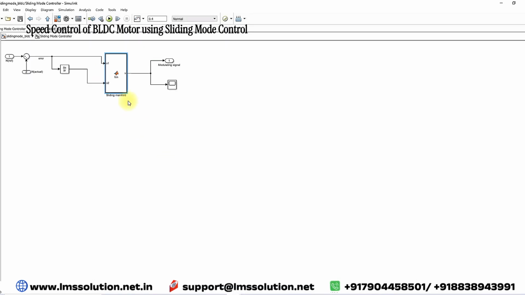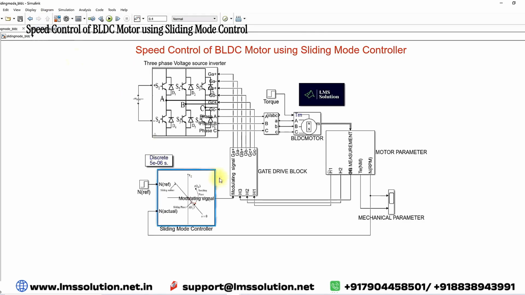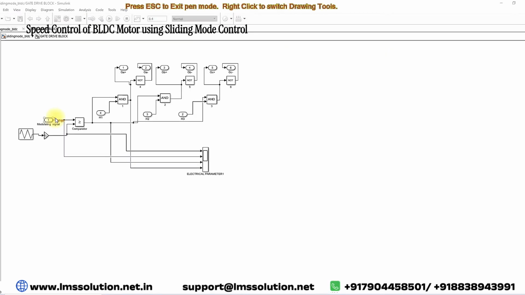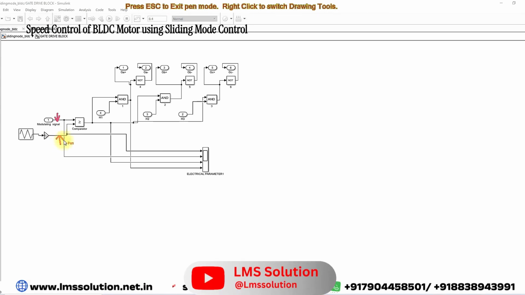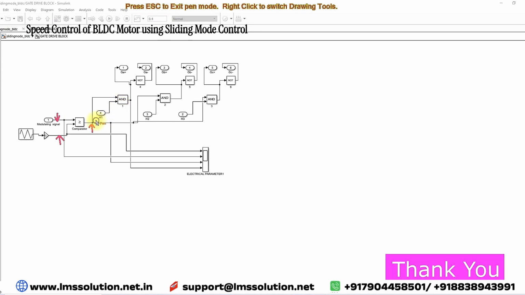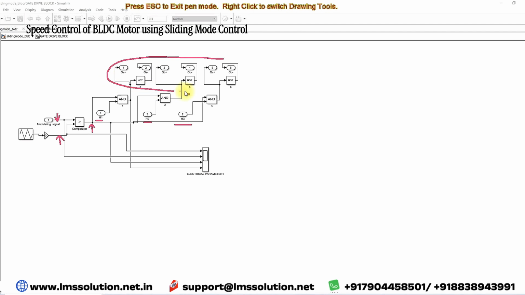This sliding mode controller generates the modulating signal, or else we can call it as duty cycle. That duty cycle is going to be processed via the switching logic circuit of BLDC motor. That modulating signal or duty cycle is going to be compared with the triangular wave. So it will generate the PWM pulse. That PWM pulse is going to be ANDed with the Hall sensor output from the BLDC motor. Each ANDed output is going to be used to drive the voltage source inverter. So here we are having the 6 pulse.